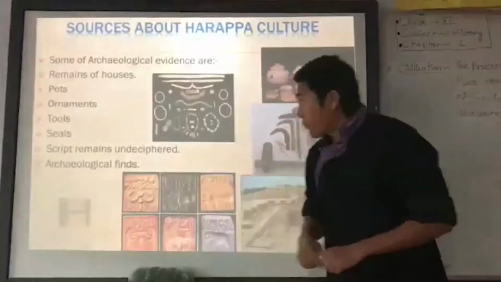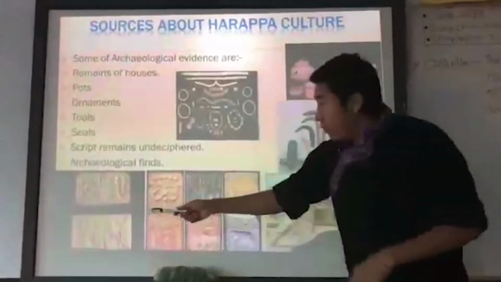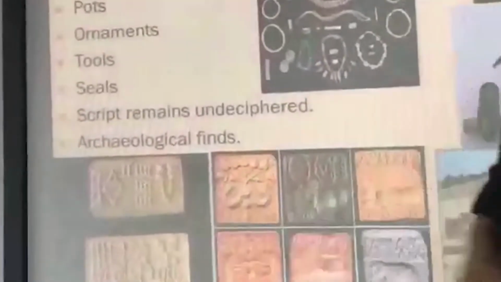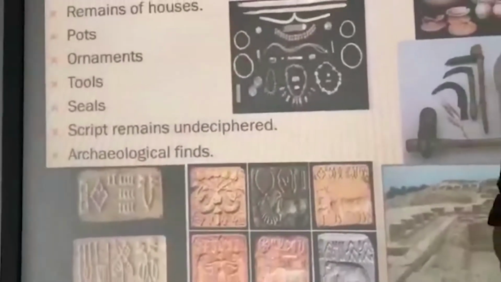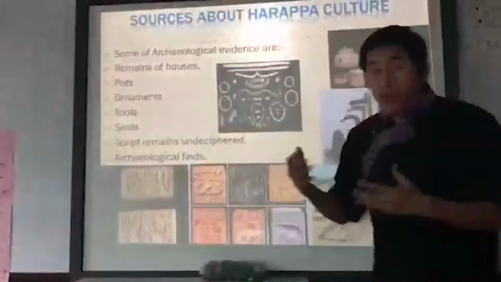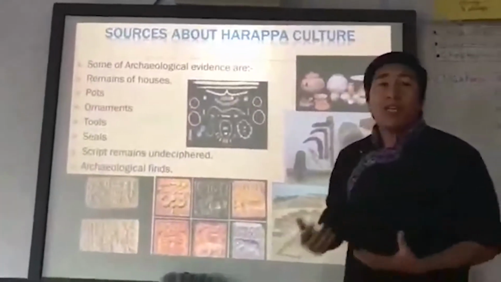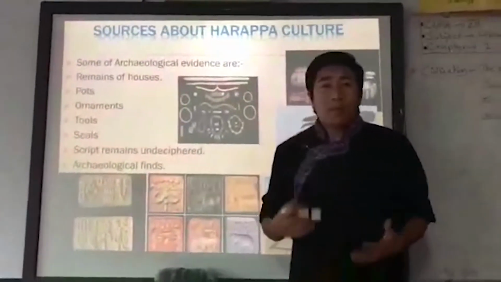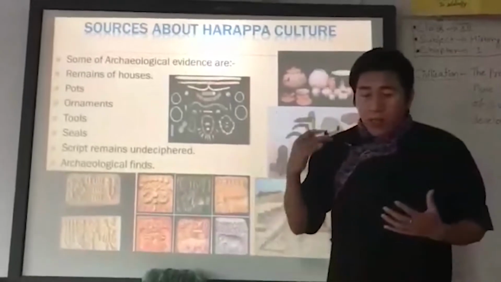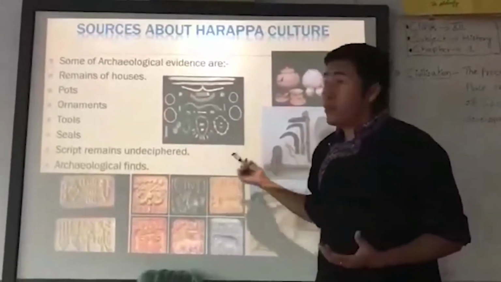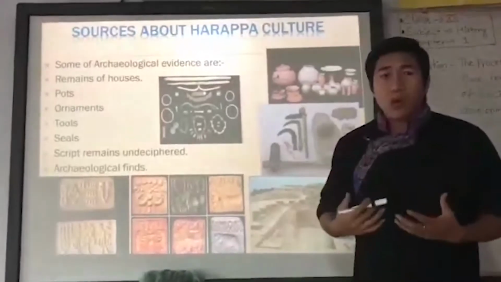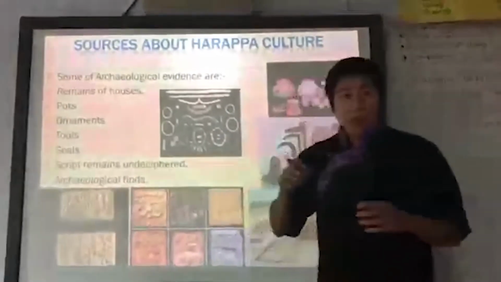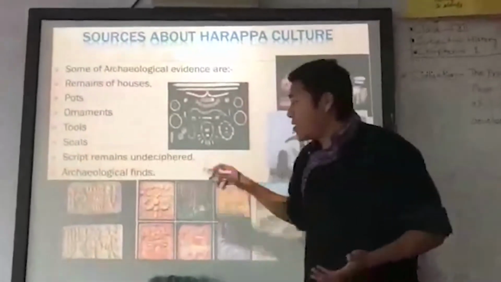If you look here, you will see a kind of pictography. But we don't have much information about this script or pictography. Why? Because the script remains undeciphered. Undeciphered means not able to read. We study the history of the Indus Valley civilization, and till now we don't have that many sources available, because the script, or pictography, remains undeciphered, not able to be read.